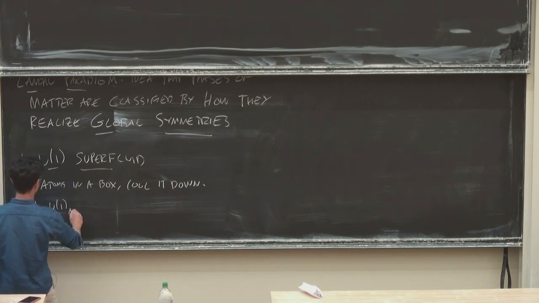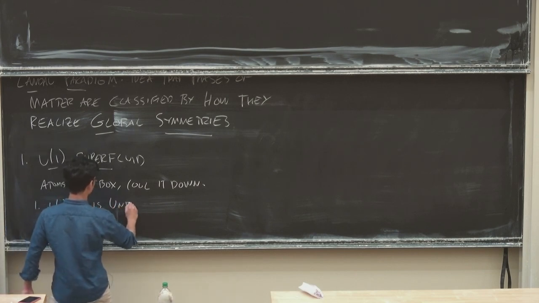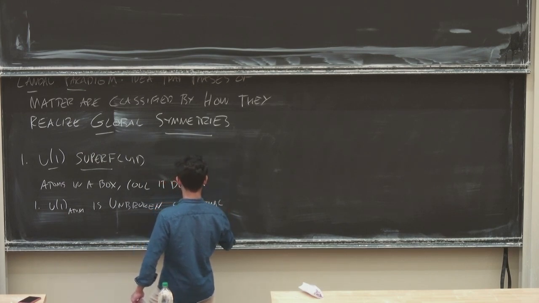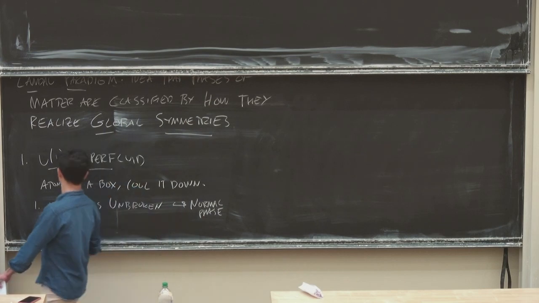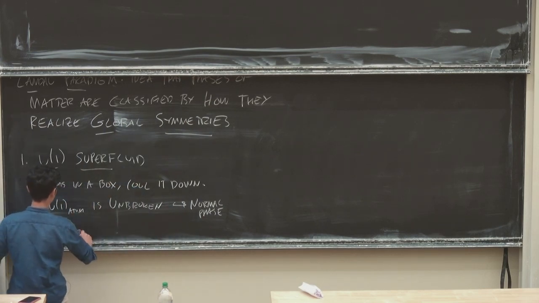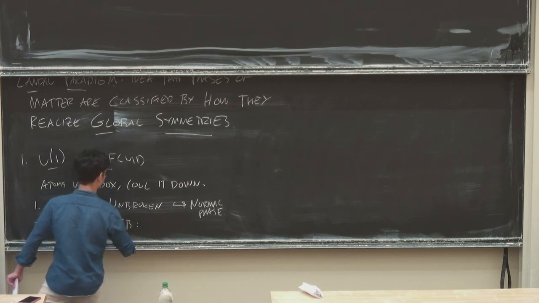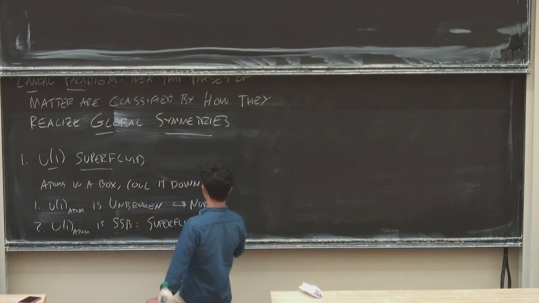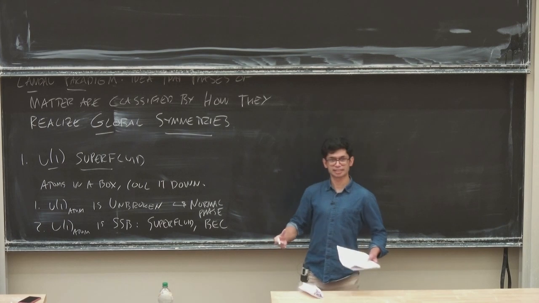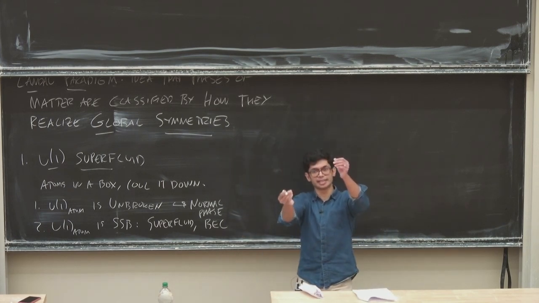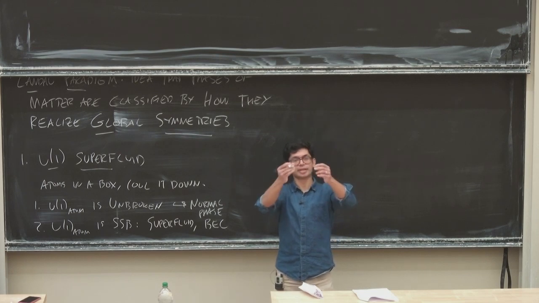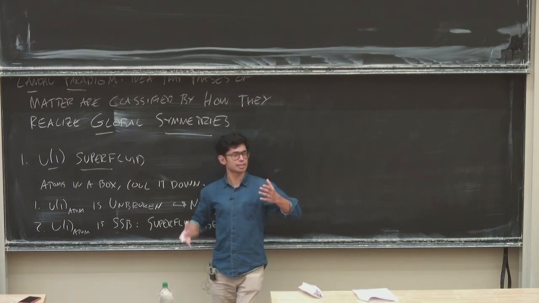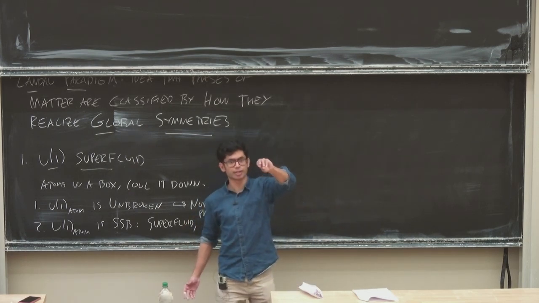So if U1 atom is unbroken, then this is what we call the normal phase. And if U1 atom is spontaneously broken, then we call this the superfluid phase, or maybe the Bose-Einstein condensate. The Bose-Einstein condensate is a name given to what happens when the scalar field condenses, where in this case the scalar field is maybe not so obvious in the atom context, but you can build it as a sort of coarse-grained object. Morally speaking, the scalar field would be the operator which creates an atom.